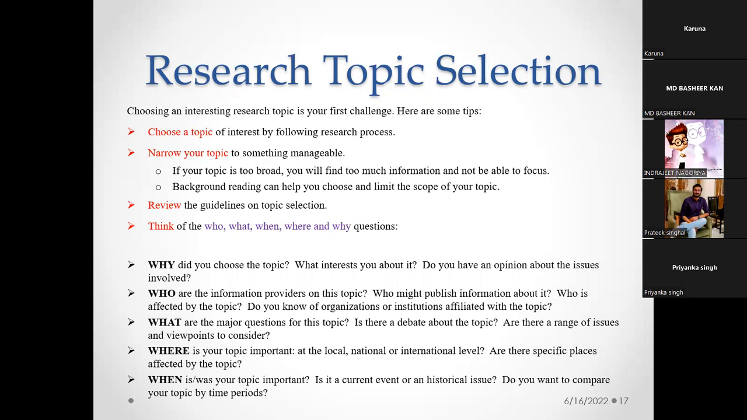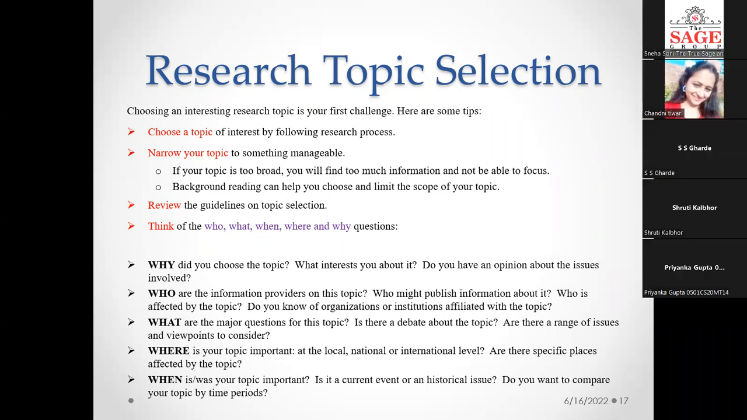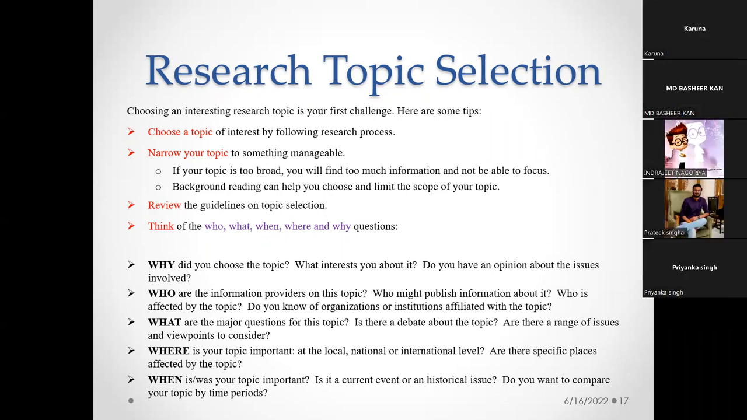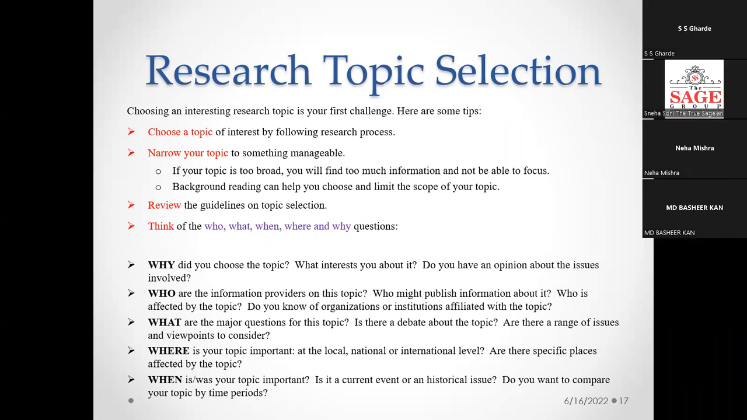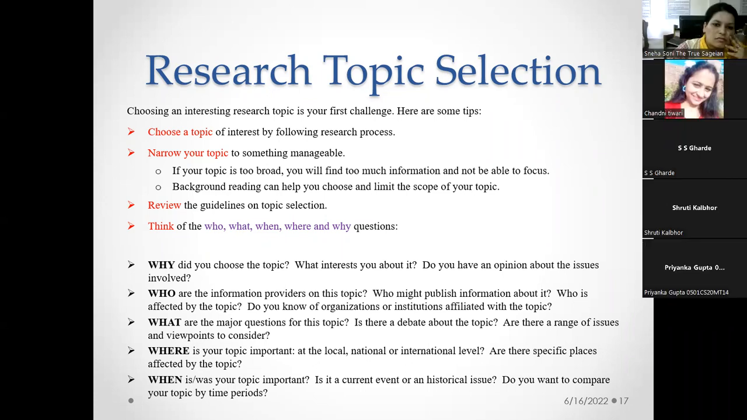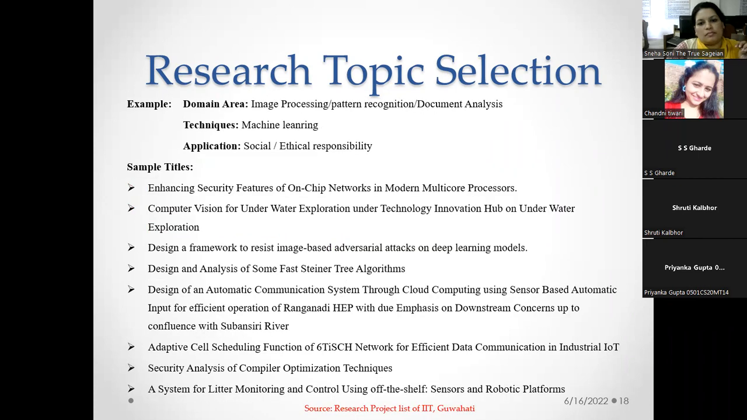That means if you're asking the question why, then why did you choose that topic? Who are the information providers on this topic? What are the major questions for this topic? Where is your topic important? That means the social aspect or ethical issues that you need to consider while performing the research. Then when is your topic important? These are the different questions that you may ask yourself. If you find the satisfactory answers, then definitely you can fix that topic.